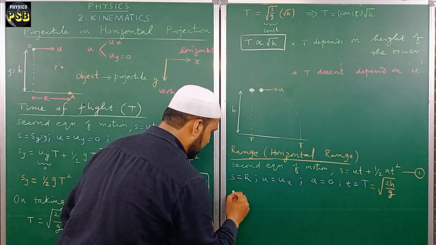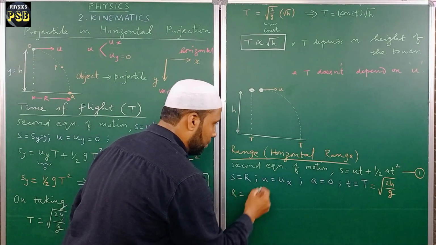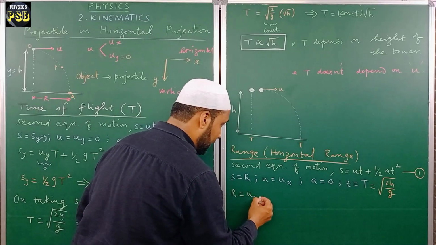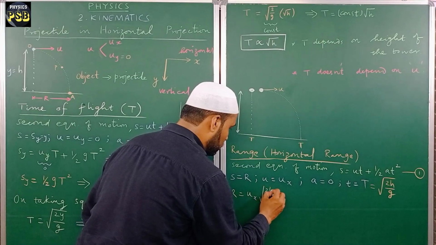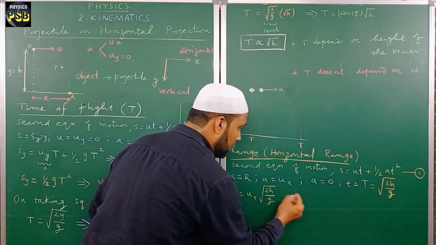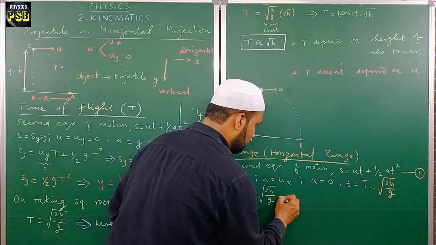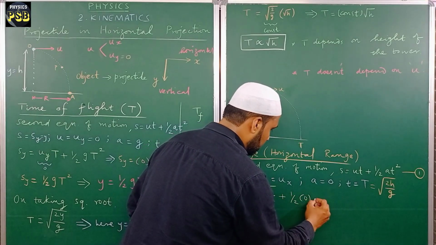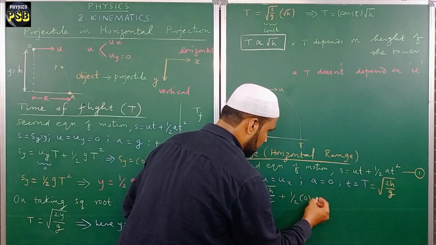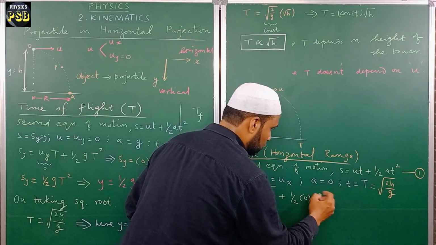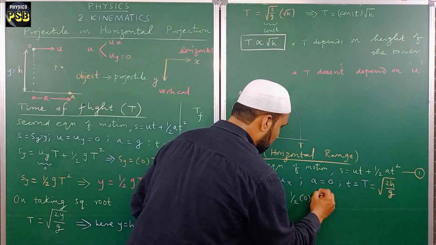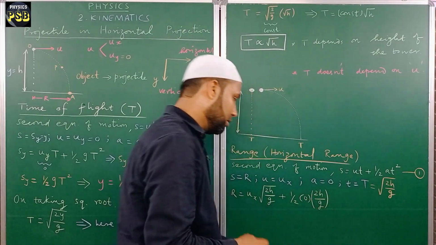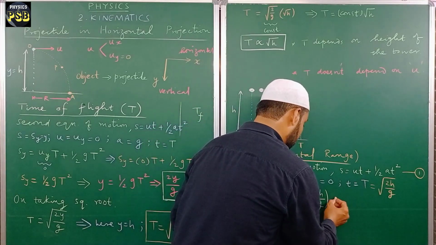So in the place of S I will write R, in the place of U I write Ux, in the place of T I write 2h upon g, and in the place of A I write 0, then in the place of t I write the square root of this, which is nothing but 2h upon g. Anyhow, when we multiply this, it becomes 0, and what we obtained is nothing but this.